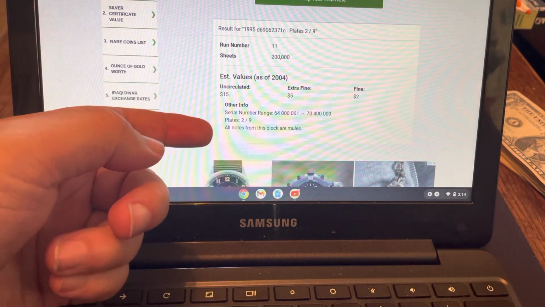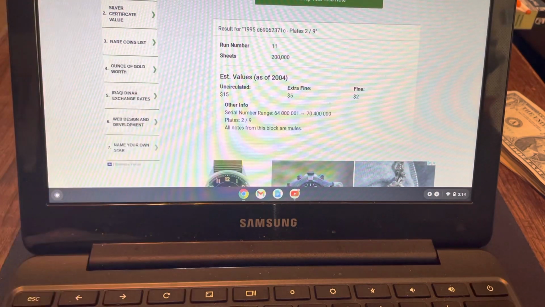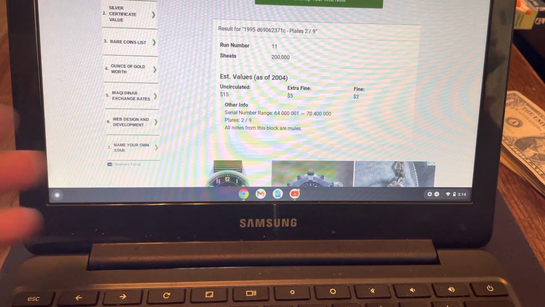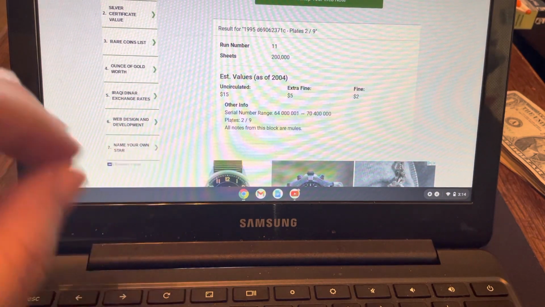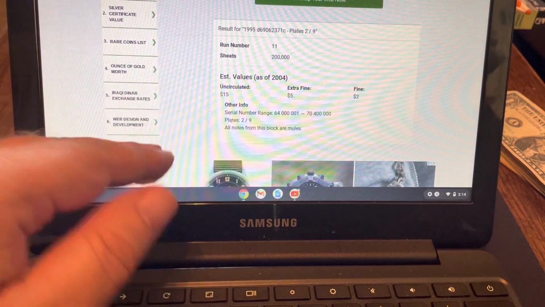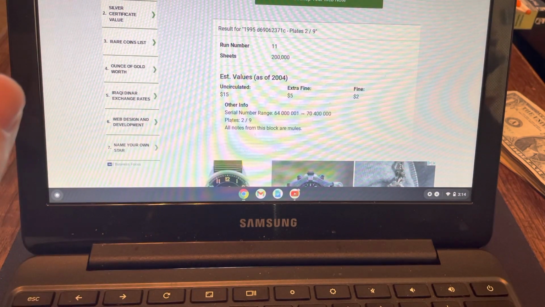Now, with all of the notes in this block being a mule, no particular note's going to be worth more than another, because they are all mules. There are times when you can find notes that are mules in a regular set, but all of the notes aren't, and you have to look up specific plate numbers to find out which ones are mules.